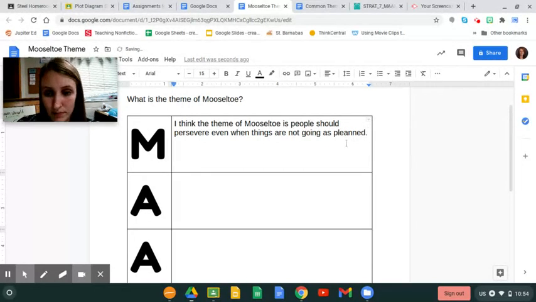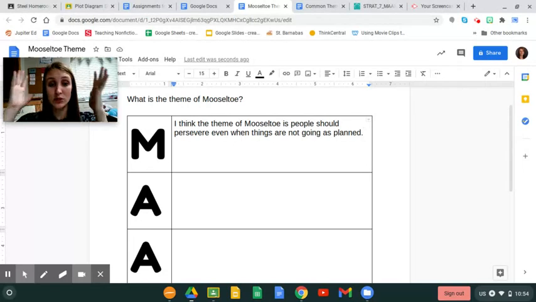Oopsie, that's spelled wrong. As planned. Notice how on this first sentence, I do not put the word because. Do not put the word because on this first sentence. On this first sentence, we're just putting a brief, I think the theme is this. Done. On this next part, that is where we're going to offer our proof.